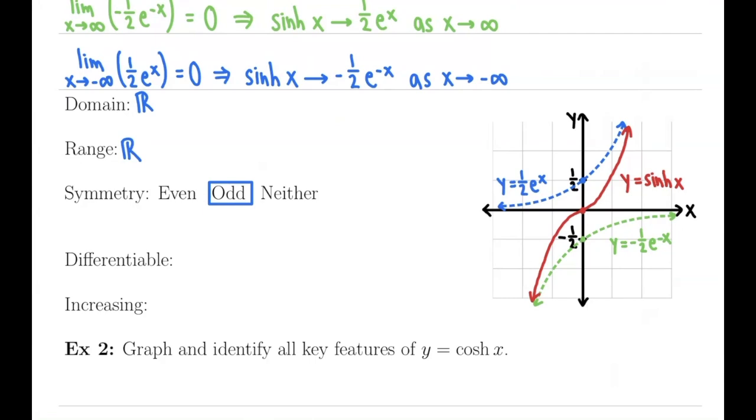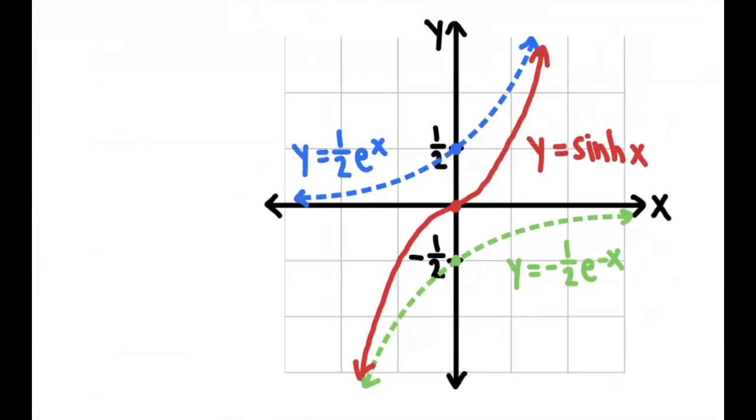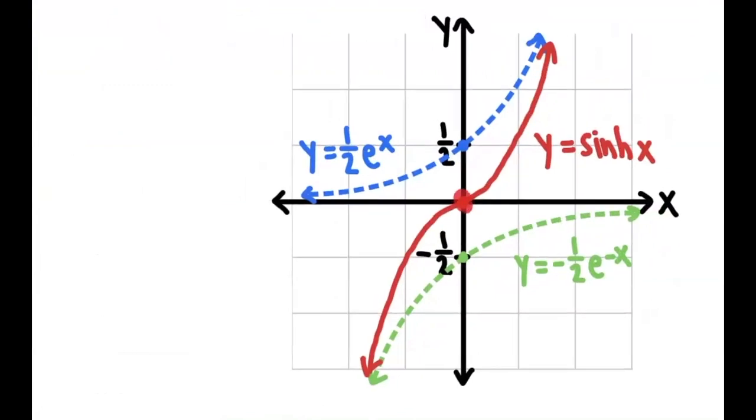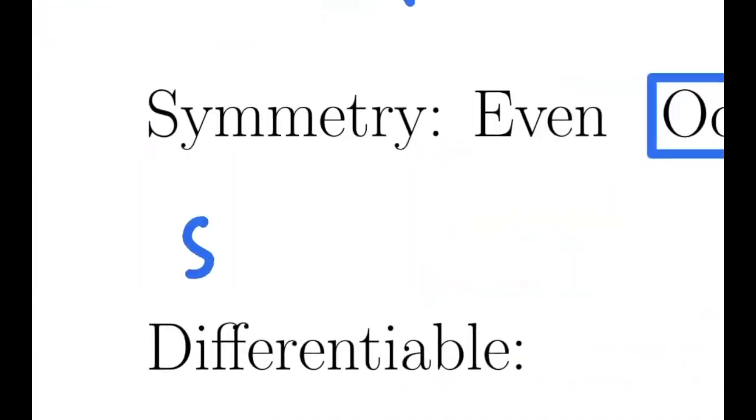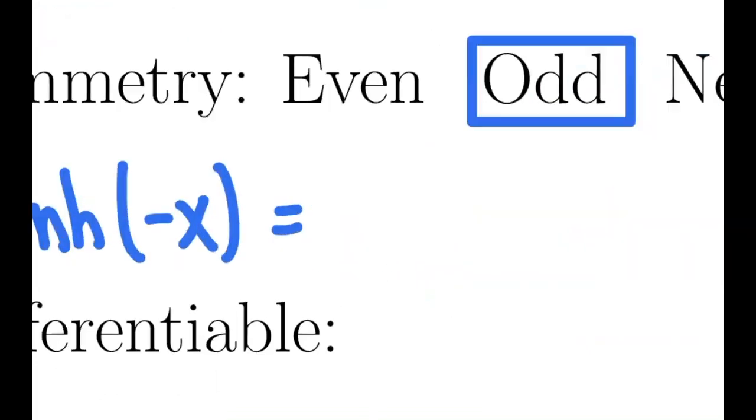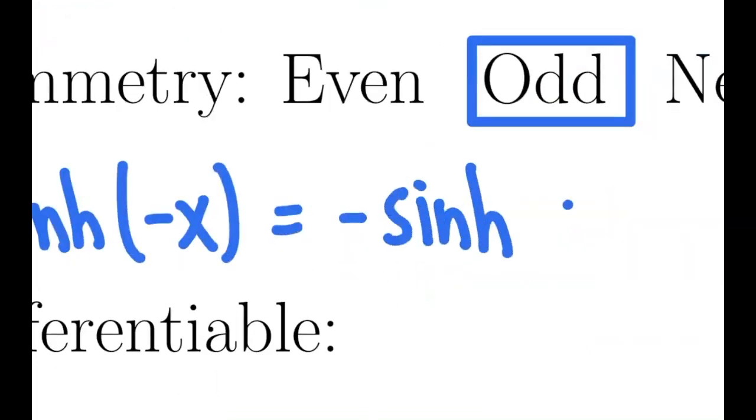Of course. Okay. So this is an odd function. Remember, odd function means that the graph has symmetry about the origin. If I rotate this graph about the origin 180 degrees, it's going to map onto itself. So that's what it means for a function to be odd. And algebraically, it means that sinh of negative x equals negative sinh of x.